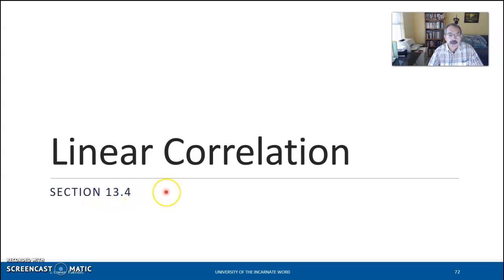This is part 8 of the Module 11 lecture. In this part, we will talk about linear correlation, and this corresponds to section 13.4 in your textbook.